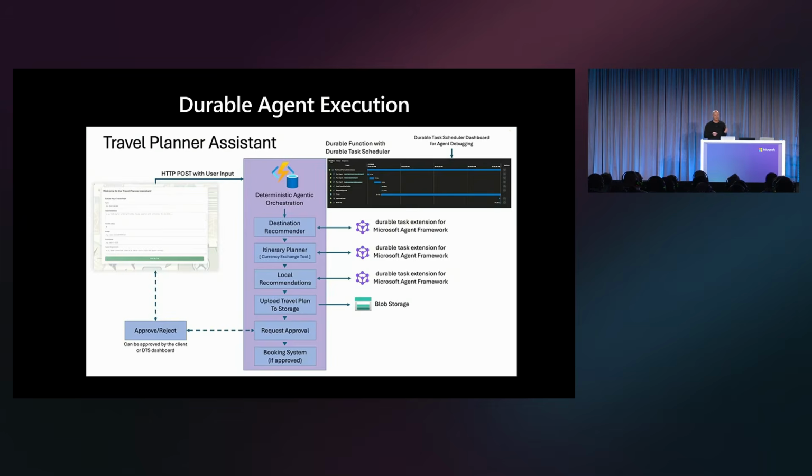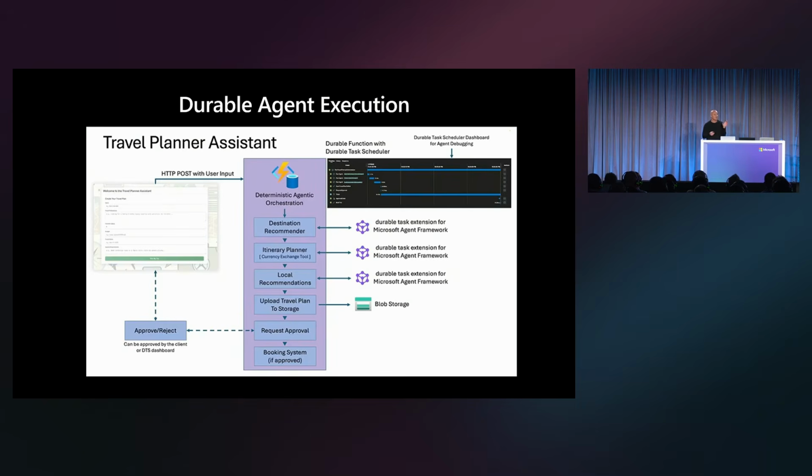What you can do with the durable task extension is that you can spin down the compute that's running your agent or your orchestration, wait for the human response to come back, and then you can basically spin everything back up and then continue with the execution. The durable task scheduler actually handles that process.